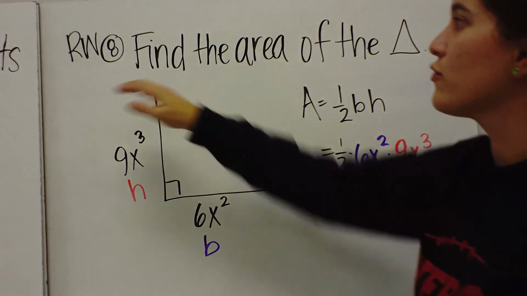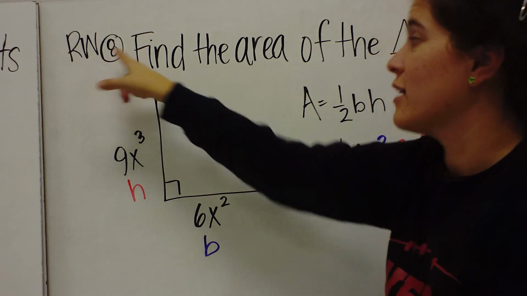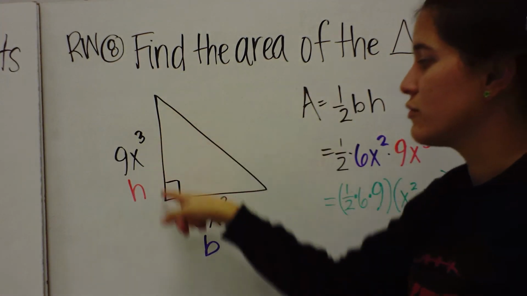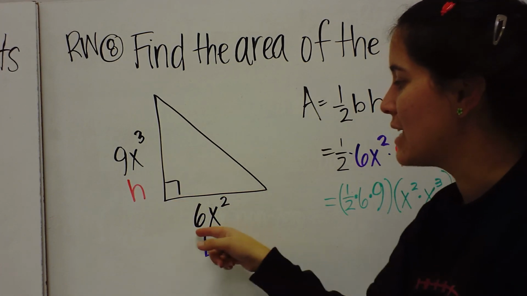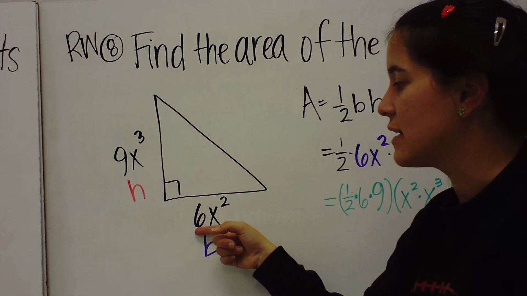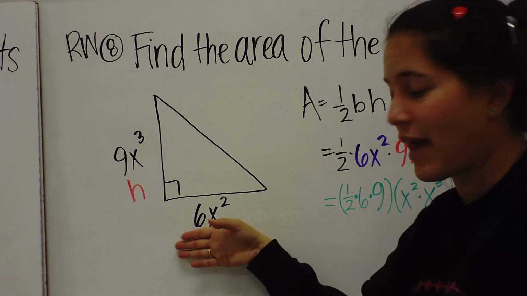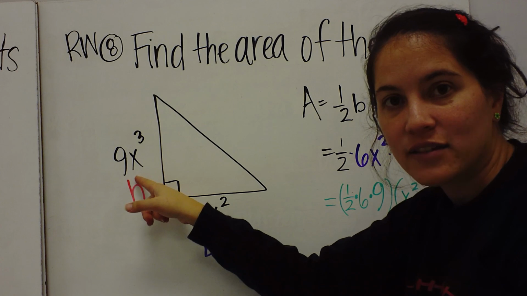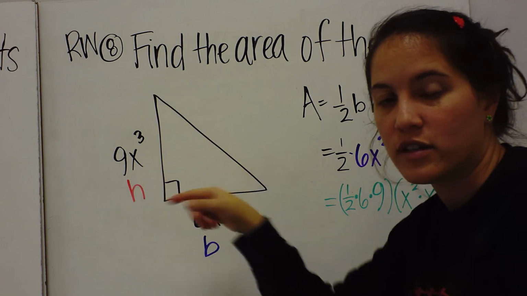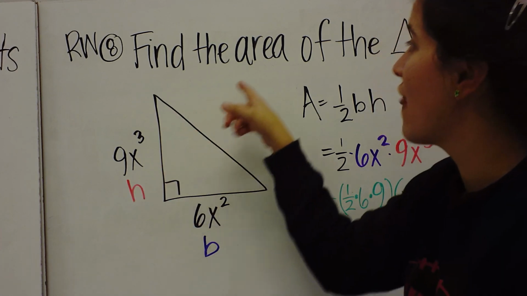Alright, so let's go over a couple of real world examples. Real world number 8. Find the area of the triangle. So draw this triangle. Doesn't have to be big, but draw this triangle. And then we have a base of 6x squared. This is your base. And then we have a height of 9x cubed. So draw this in your notes. And then it says find the area.